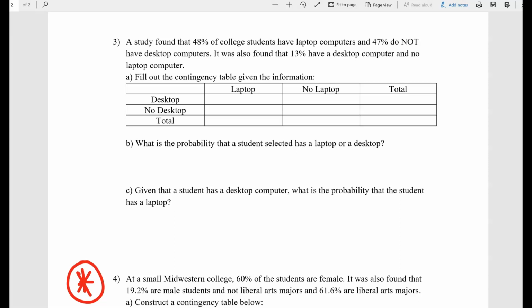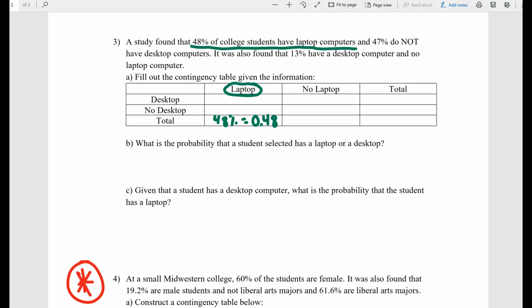The first sentence says that 48% of college students have laptop computers. So first I have to look for laptop. Here is laptop. That means that regardless of whether they have a desktop or no desktop, these 48% of students have a laptop computer. So 48% is going to go here. Or if I want to write it in decimal, it's going to be 0.48. That's where laptops should go in the total.